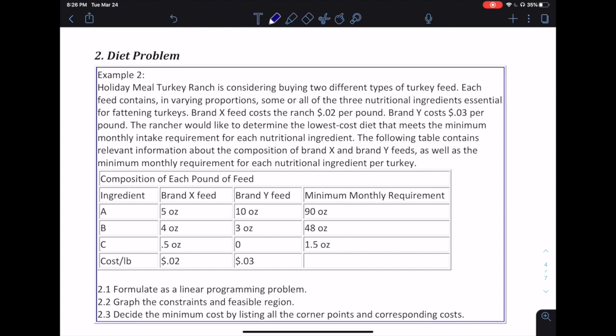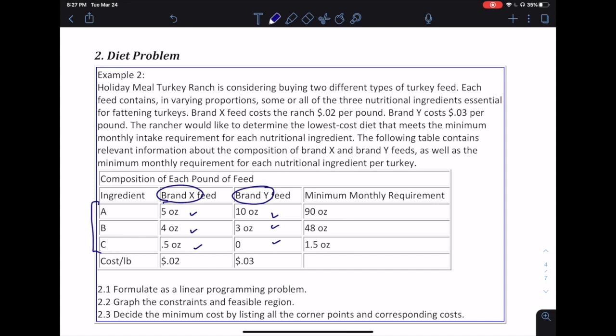There is a turkey ranch. The name is Holiday Meal. And this ranch is considering buying two different types of turkey feed. One is brand X, the other one is brand Y. Each brand of feed contains several ingredients, and each brand has different amounts of the ingredients it includes, A, B, and C.